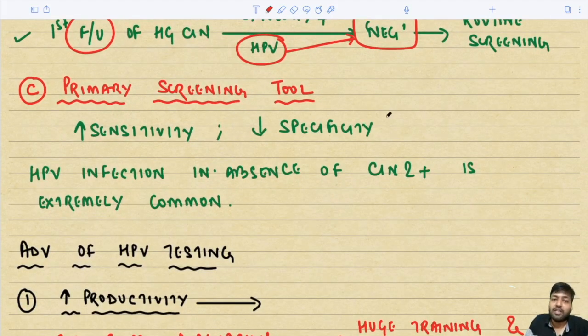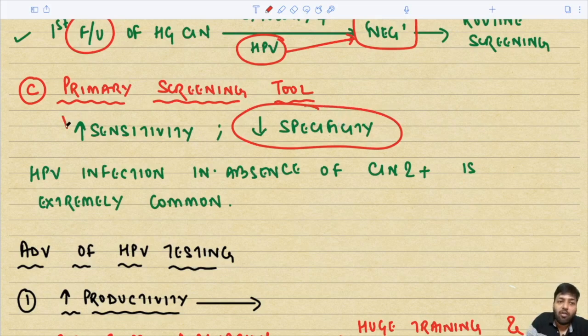Thirdly, molecular testing of HPV can be used as a primary screening tool, but there are certain disadvantages. As I told you, this test has a very reduced specificity as compared to the cytological test. On the contrary, the sensitivity of the molecular testing of HPV is very high. Now, HPV infection in the absence of a CIN2 plus lesion is extremely common. So all the cases testing positive in the molecular testing of HPV need not necessarily have the abnormality in the cytological evaluation. The sensitivity of the test is very high, which means even those individuals who do not have abnormality will show a positive HPV test. But the specificity of the molecular testing of HPV is very low.